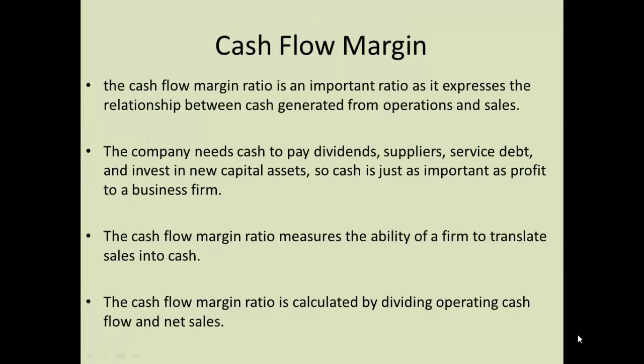Next is cash flow margin. The cash flow margin ratio is an important ratio as it expresses the relationship between cash generated from operations and sales. The company needs cash to pay dividends, supplier, service debt, and invest in new capital assets. So cash is just as important as profit to a business firm. The cash flow margin ratio measures the ability of a firm to translate sales into cash. The cash flow margin ratio is calculated by dividing operating cash flow and net sales.